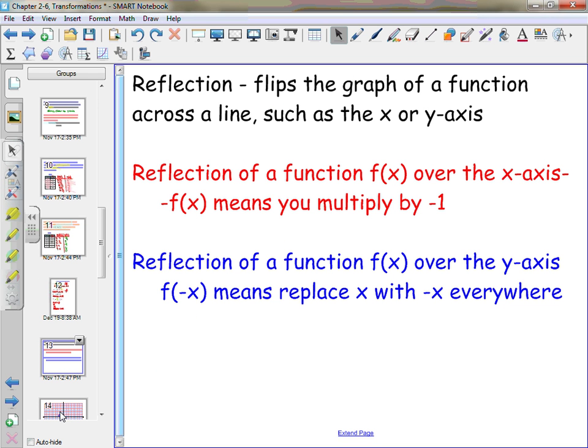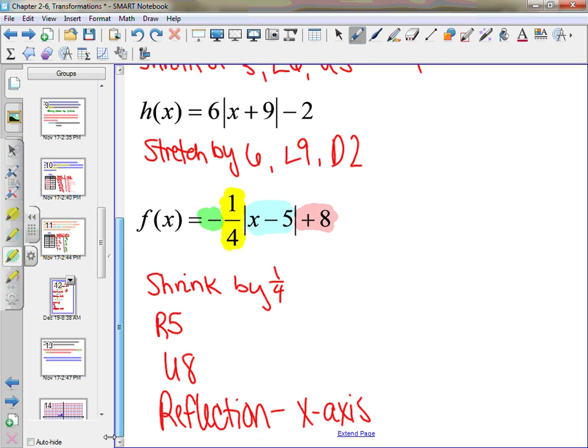Okay? Now, why is that? Very good. Because that leads us right into what we're doing right now, which is reflections. Reflections flip the graph of a function across a line such as the x or the y-axis. Now, here's the kicker. These are so crucial. Reflection of a function f of x over the x-axis. What does that mean? If it's reflected over the x-axis, that means you're taking the whole function and multiplying it by -1. Is that what we did in our last example? That's exactly what we did. See, I have that -1/4 there. I multiplied the whole thing by a negative.